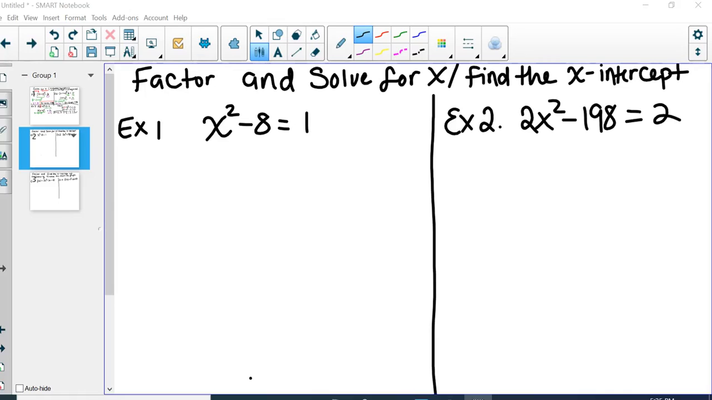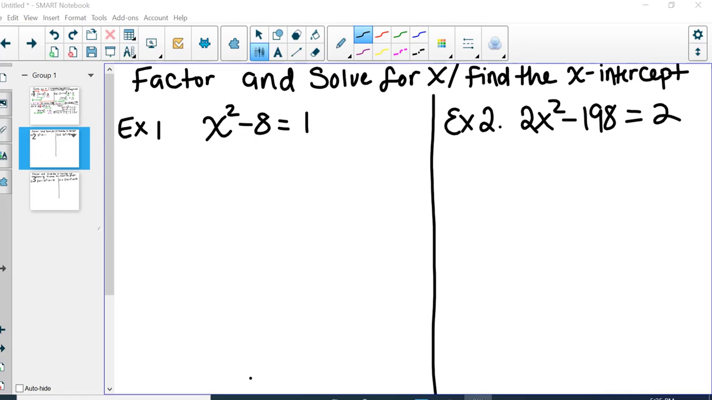Here are some examples of solving for x using factoring. This says factor and solve for x. If it were a function, you would say find x. These aren't functions, so just factor and solve for x. Here we have x squared minus 8 equals 0.